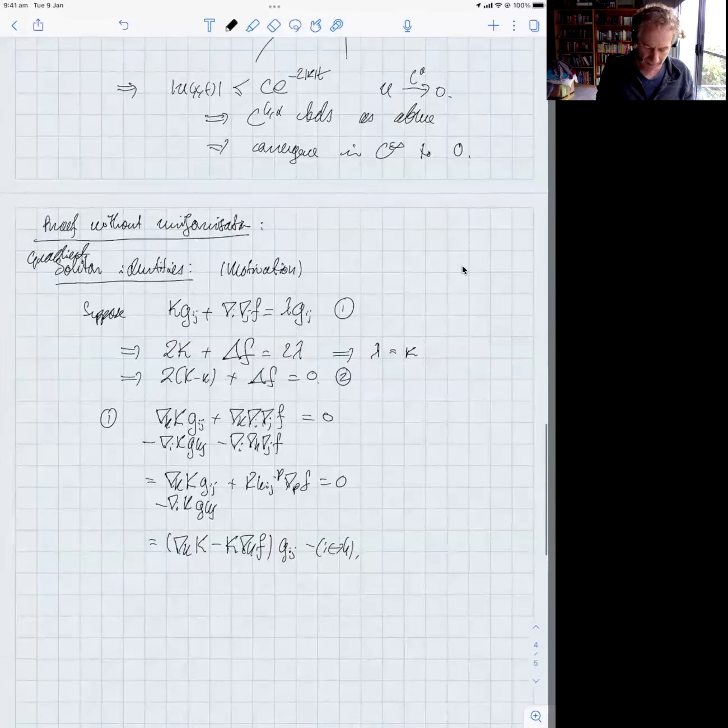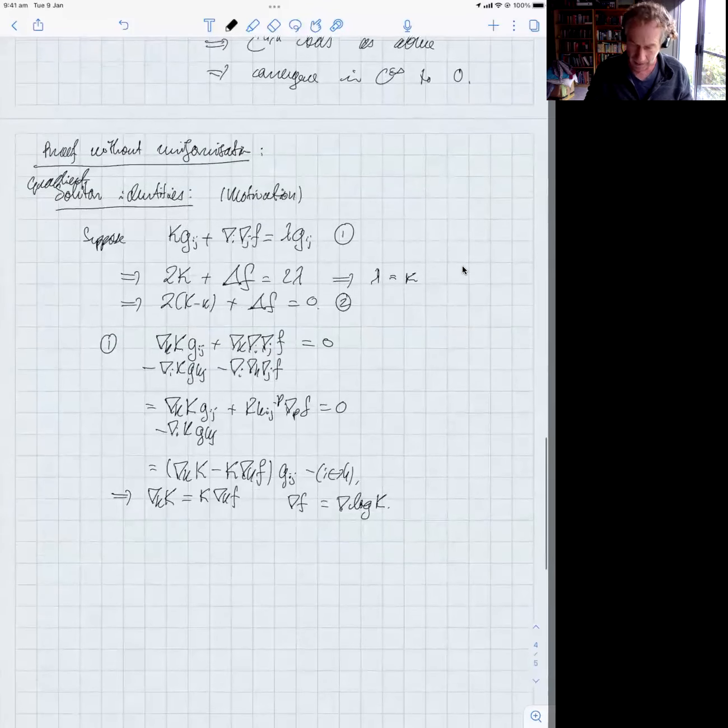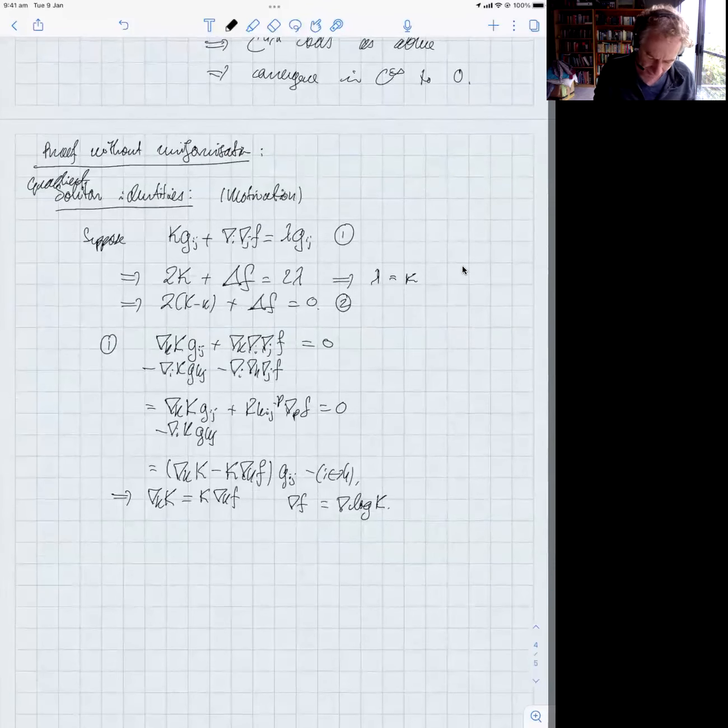Okay, so if that's 0, then what we get from that is that the gradient of Gauss curvature is Gauss curvature times the gradient of f, or if you like, gradient of f is gradient log Gauss curvature. Well, at least that makes sense when Gauss curvature is not 0. Okay, so that's one identity that we get. Let me call that 3, I guess.